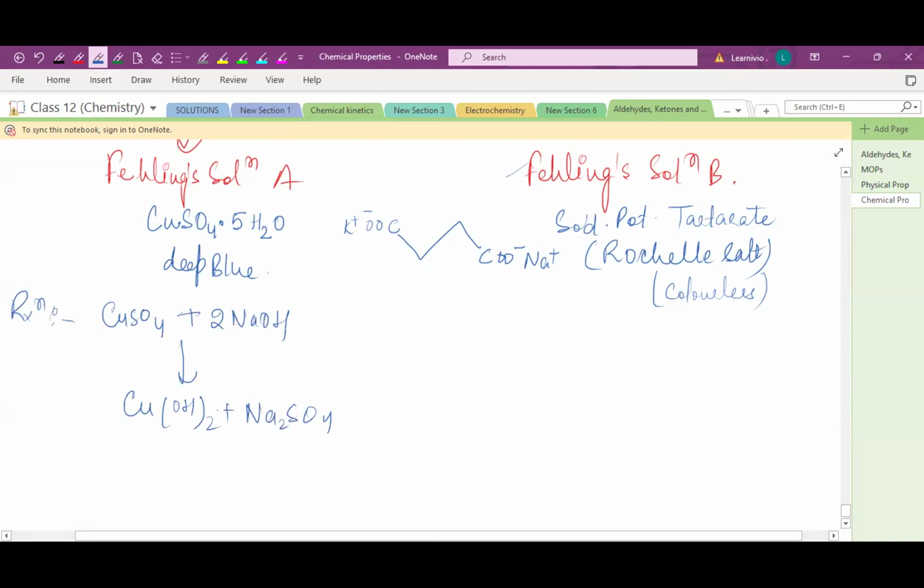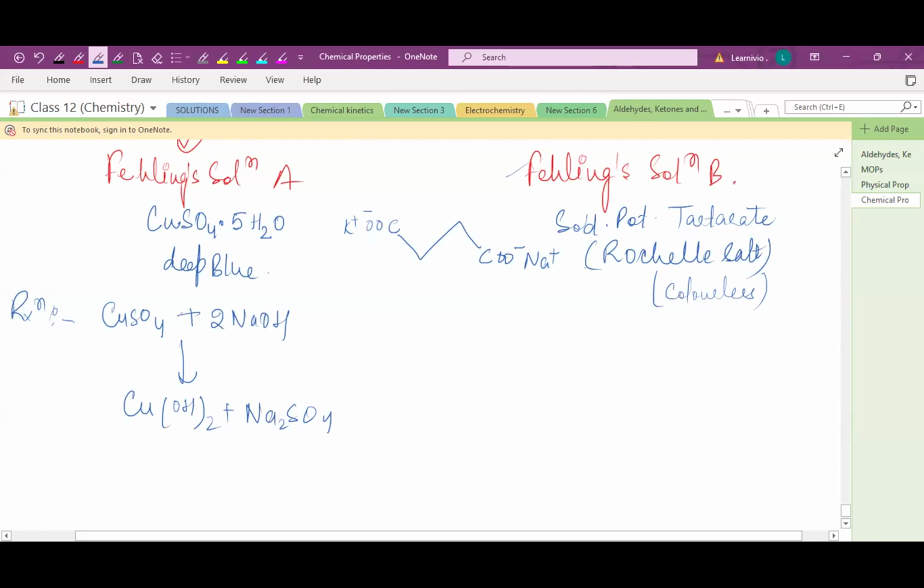Fehling solution A को first में क्या करते हो आप? You just dissolve it in a basic condition basically, right? Few drops of sodium hydroxide आपको डालना होता है. Sorry for the confusion, I had said dilute sulfuric acid. Dilute sulfuric acid नहीं डालते हम. We just add the sodium hydroxide, right? So it will get converted into Cu(OH)2 plus Na2SO4, right? So basically the copper ions in this solution give it a blue color.